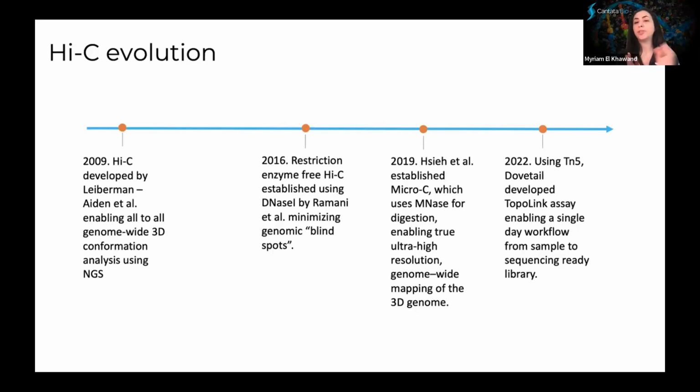So you're able to start, in the morning, your library preparation, and by the end of the day, you're going to have a library ready to put on a sequencer. So you start from a sample to a sequencing-ready library in a day. So that's more about the genome-wide Hi-C approaches and how they evolved.